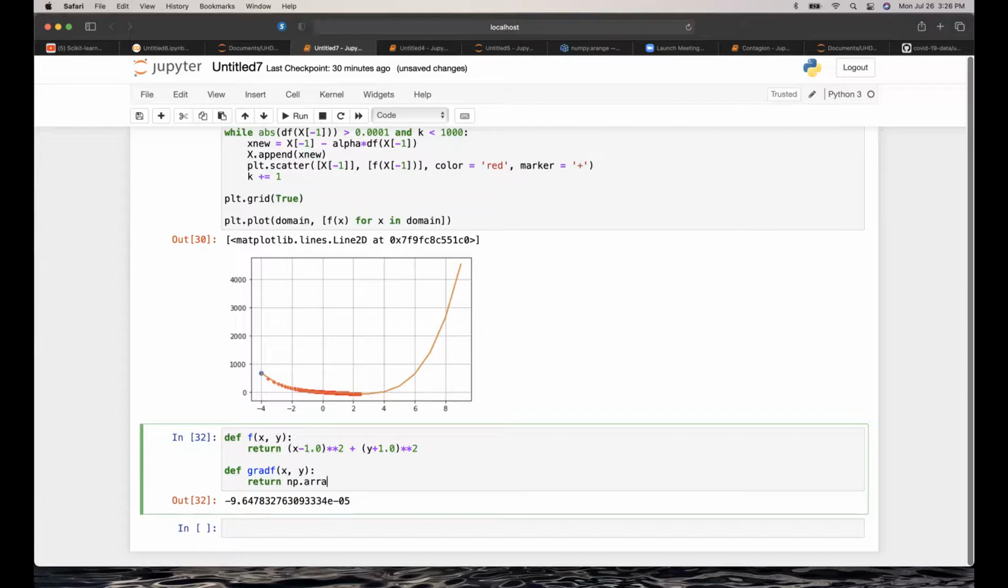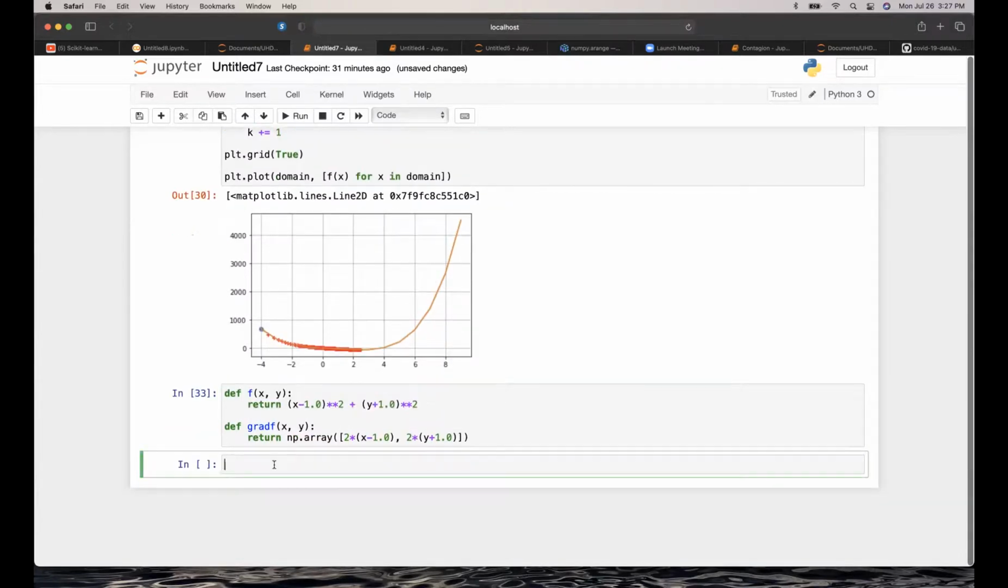He got arrays, make an array. And in the first entry is going to be 2 times x minus 1.0. And then the second entry, 2 times y plus 1.0. That's the gradient.